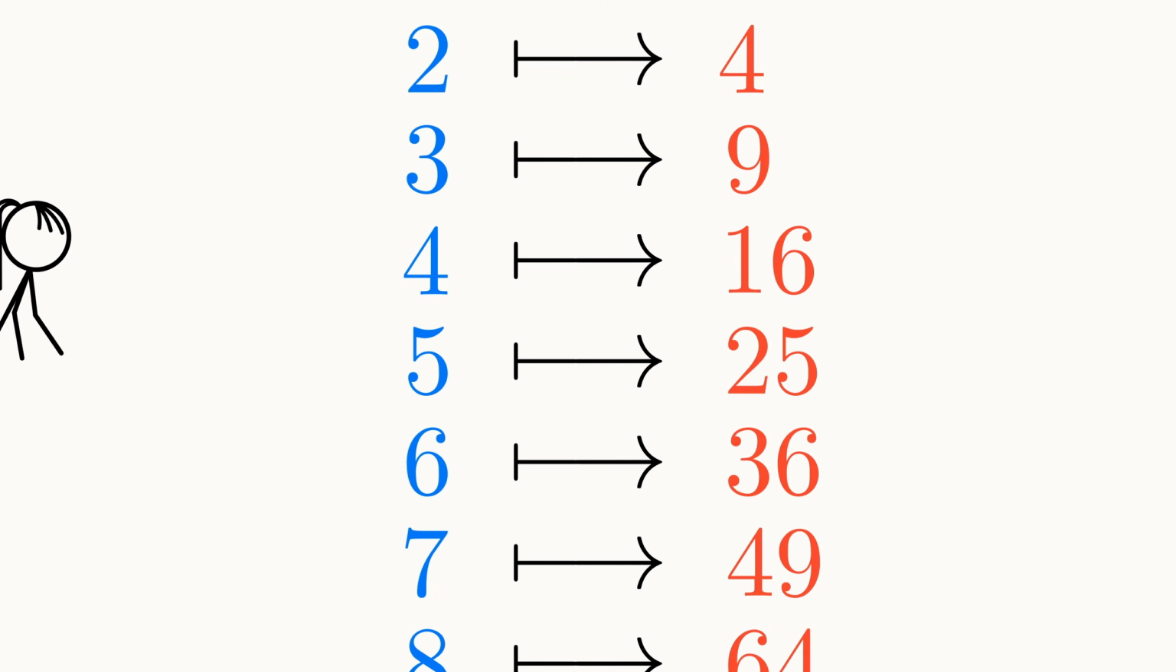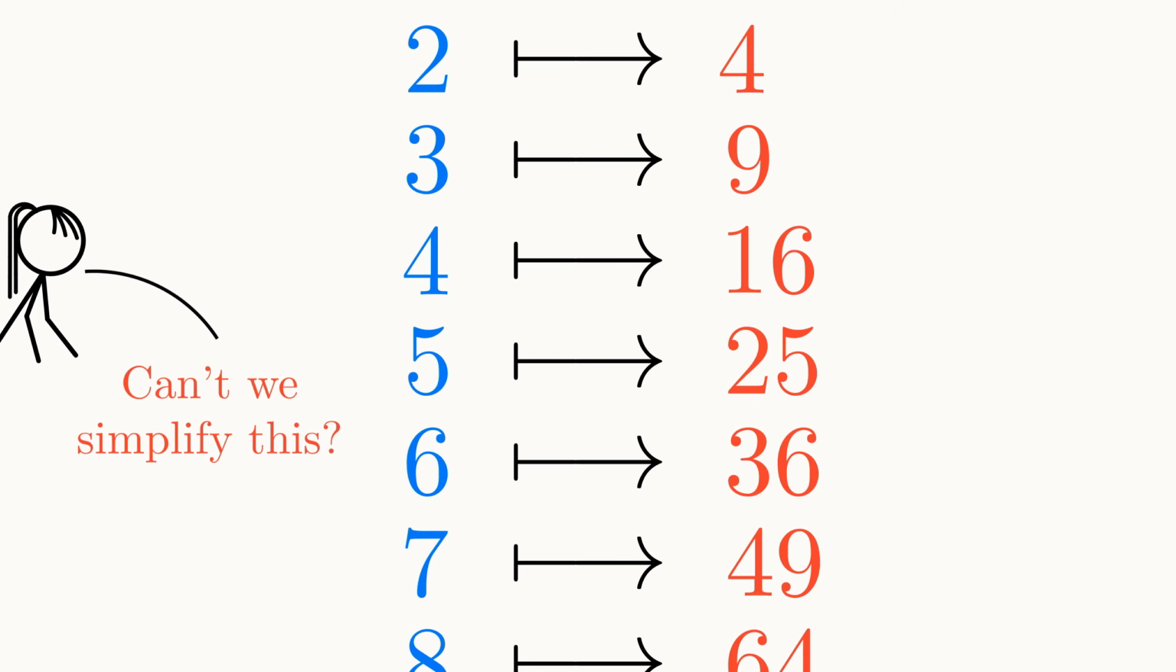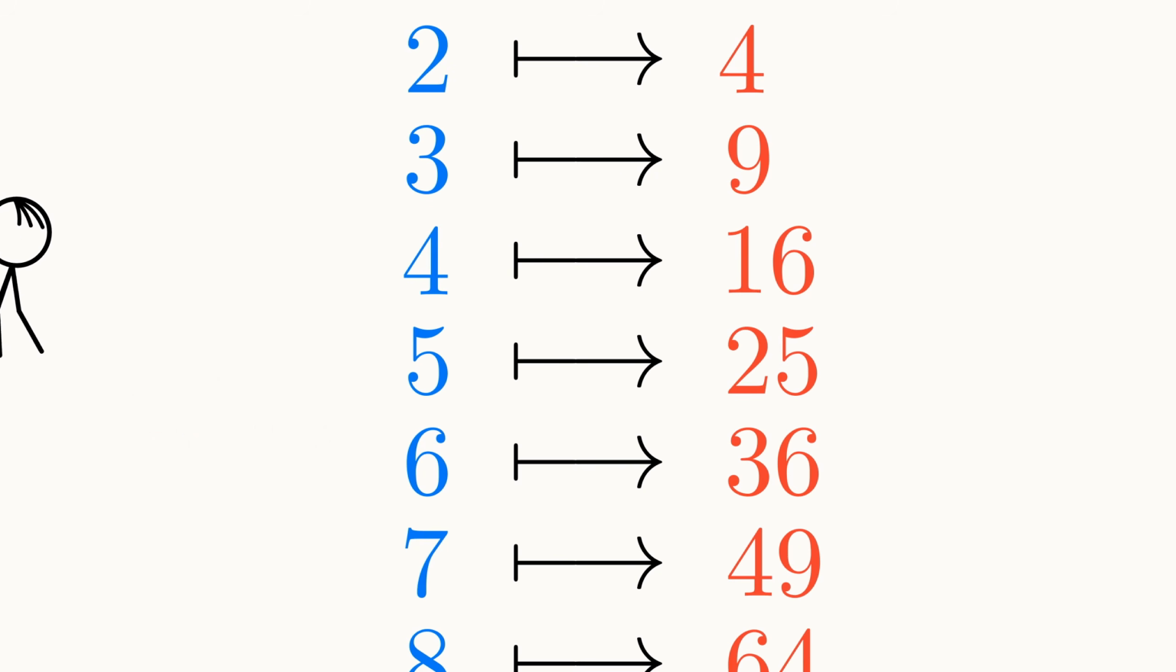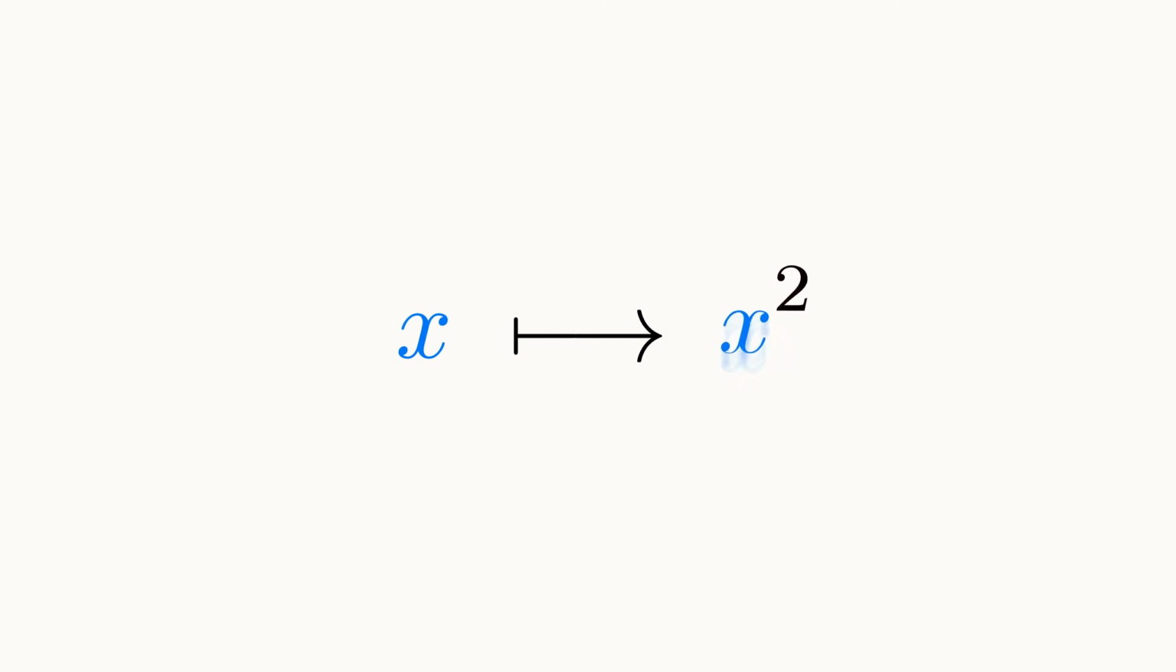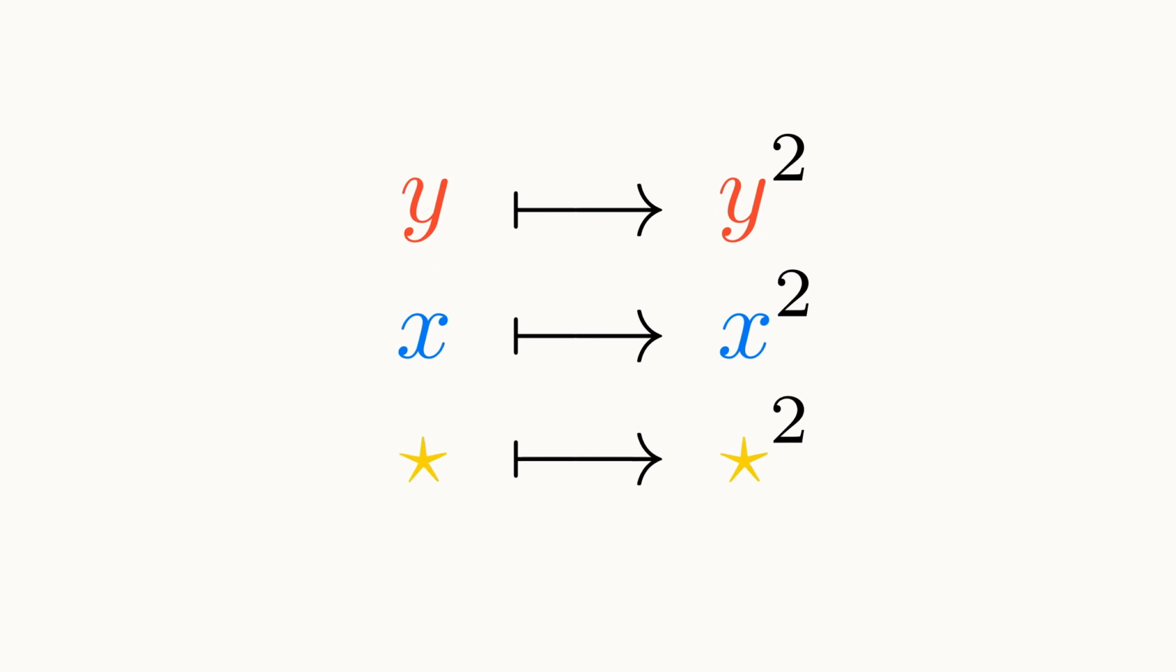Writing the mapping from every possible input to its output is tedious at best, so let's abstract away the specific inputs and just say that for some arbitrary input x, we map it to x squared. We call x a variable. We could have used any symbol in place of x. Mapping y to y squared or star to star squared doesn't change which inputs are mapped to which outputs.